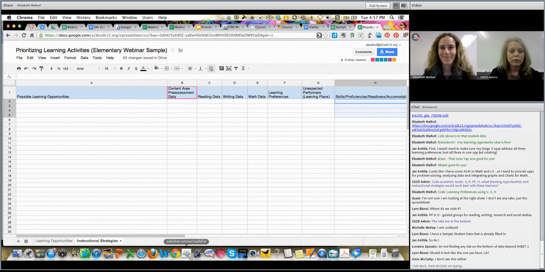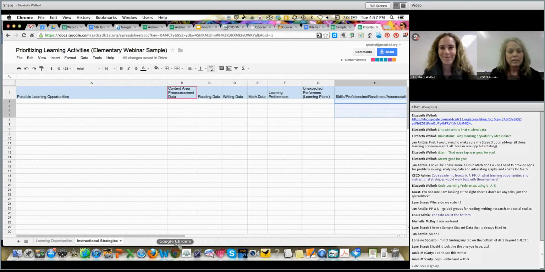So we're really looking at matching our possible learning activities with the student data that we have in this sample class.